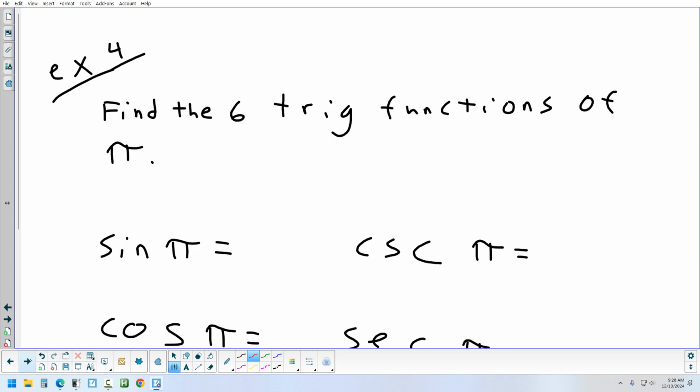So this says find the 6 trig functions of pi. How do you know that what you're plugging into the trig function this time is radians and not degrees?